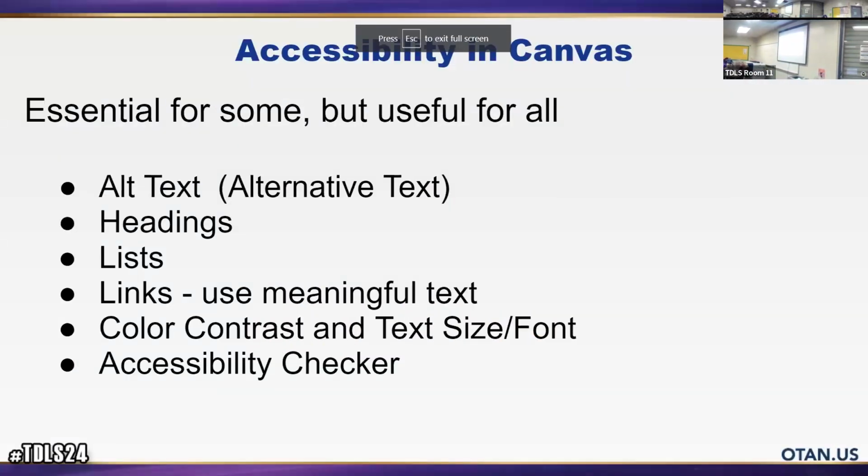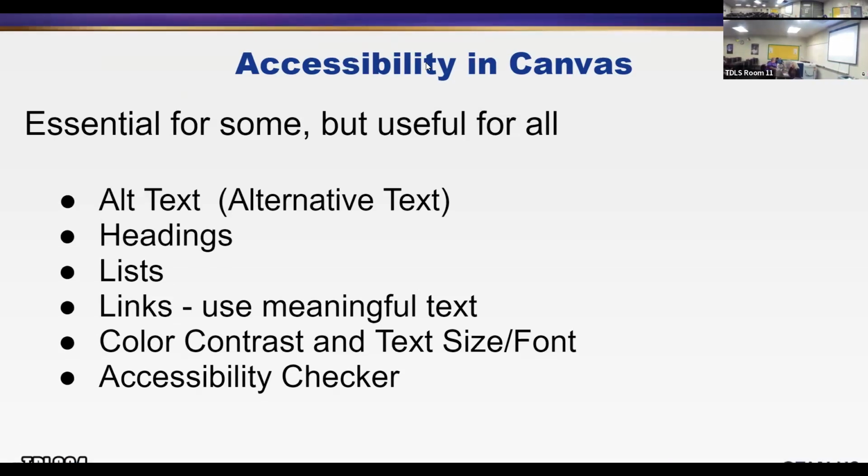Okay, so one thing, as I mentioned, is that when we're building our Canvas courses, we have to keep ADA regulations in mind. These are the main things you need to think about when you're creating your course to make sure that it's accessible. The first is alt text, or alternative text. When you're adding images or graphs to any pages or any assignments in Canvas, you need to add a textual description of those so that people who are using screen readers know what they are. Okay, I'll go through all of these things in a little bit more detail.